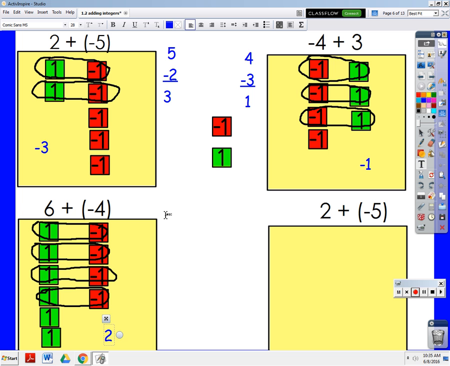So again, using the rule, I'm going to take 6 minus 4, and when I do that, get my equal sign in, I get an answer of 2, and then I have to decide, what did I have more of? Well, I had more positive numbers this time. I had 6. So therefore my answer is positive 2.